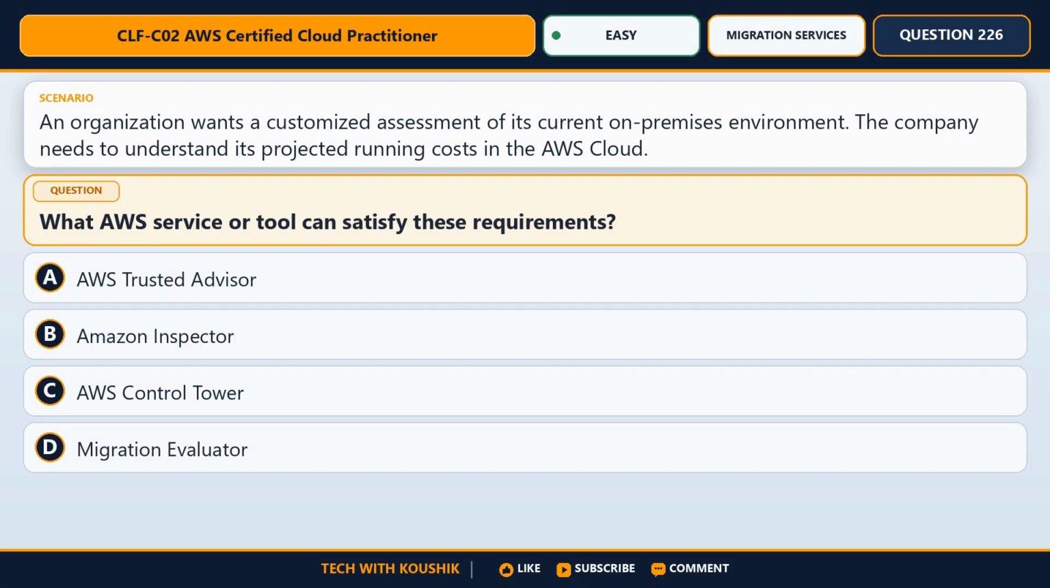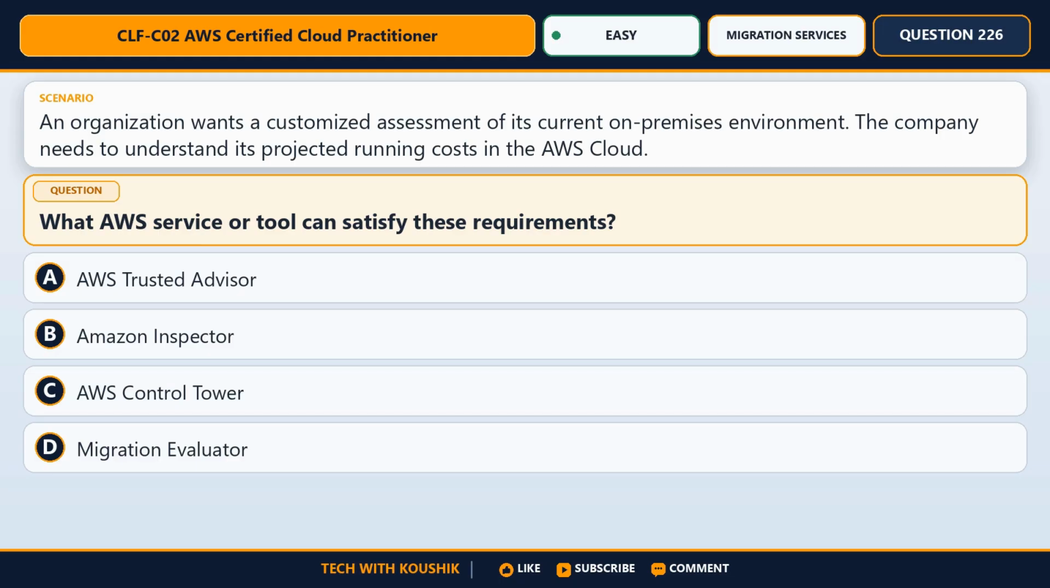Question number 226. An organization wants a customized assessment of its current on-premises environment. The company needs to understand its projected running costs in the AWS cloud. What AWS service or tool can satisfy these requirements?